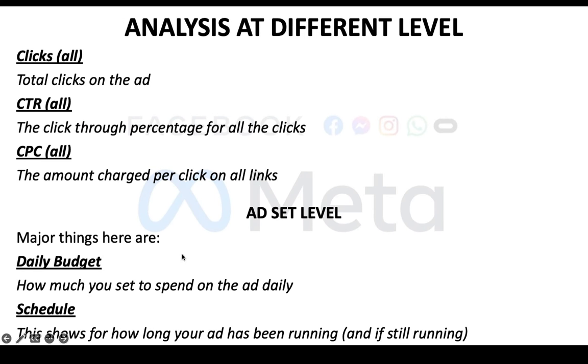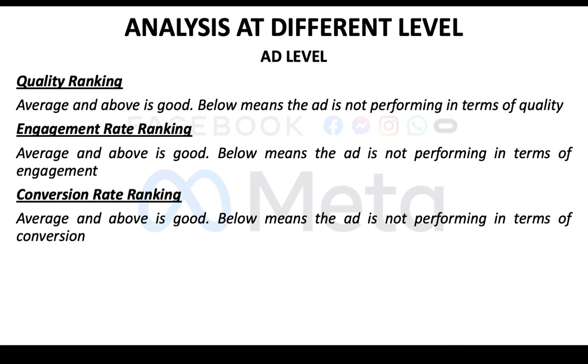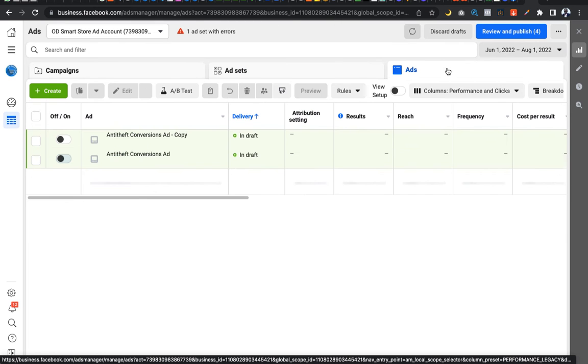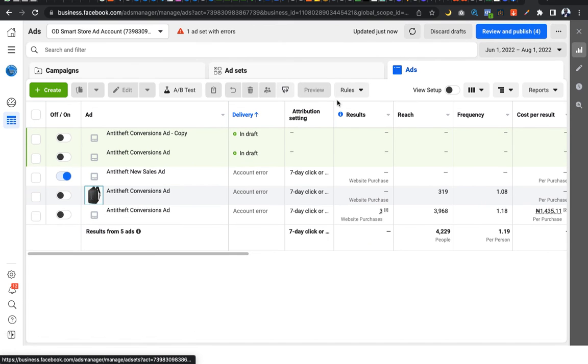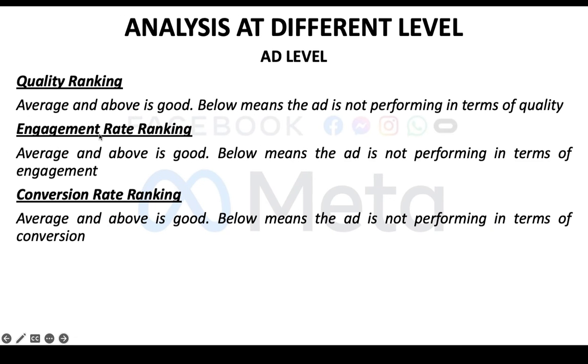Now we'll be going to the ad level. These are the major things we need to pay attention to at the ad level for analysis purposes. You click here like this. At the ad level, we are paying major attention to quality ranking, engagement rate ranking, and conversion rate ranking. They are very important. These are the things that will tell you how well your ad is performing, coupled with the other things we have touched on.